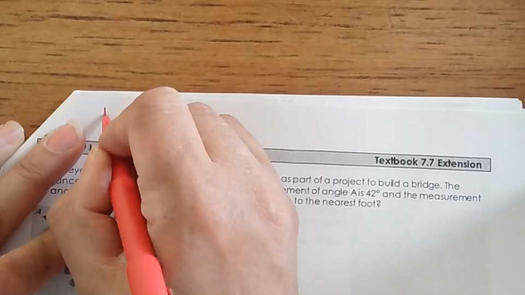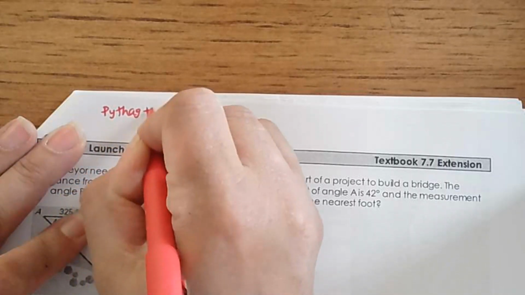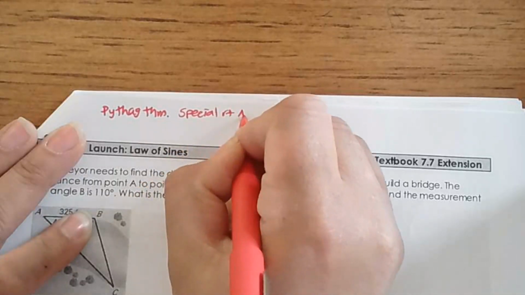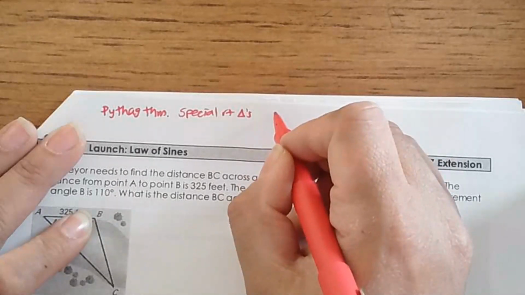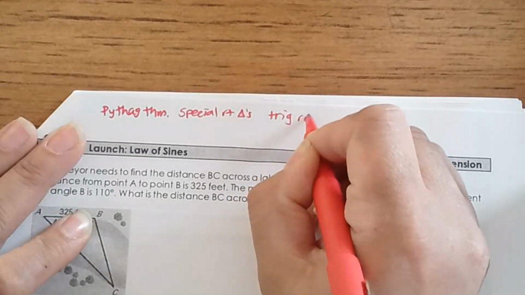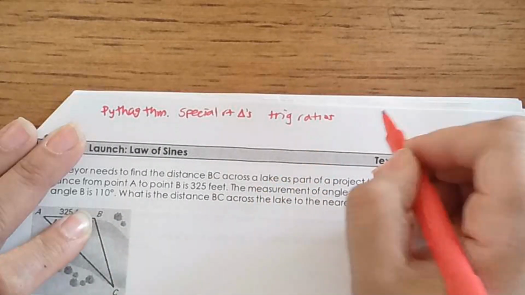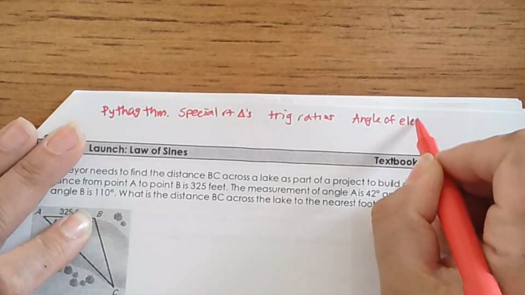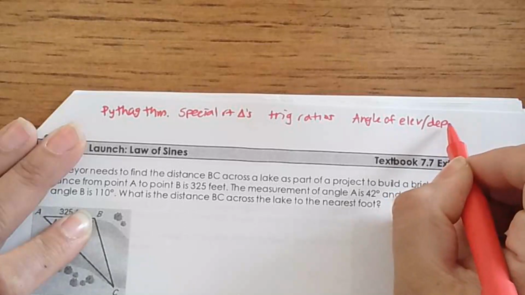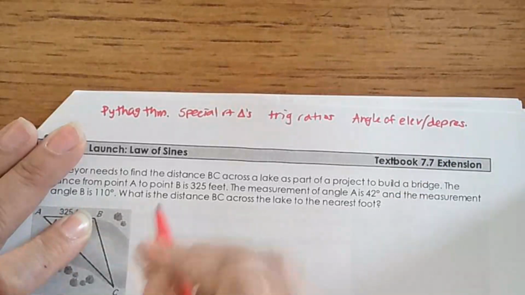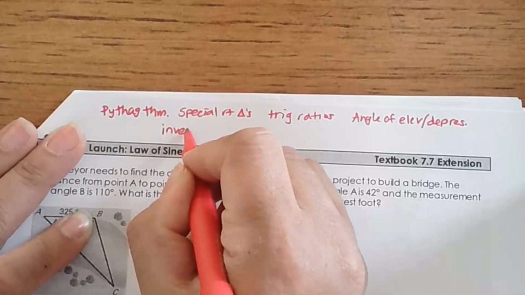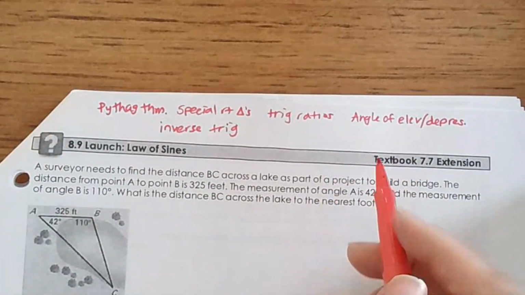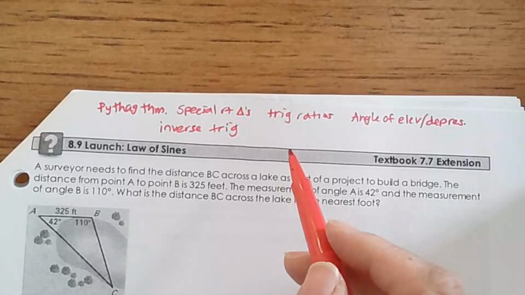Pythagorean theorem. We have special right triangles, and then we have sine, cosine, tangent. That's called trig ratios. And then we did angle of elevation and depression, which kind of is the same thing as trig ratios. It's just in context. And then finally, we got to inverse trig right towards the end, right before break. And we had that quiz over both angle of elevation, depression, and inverse trig. So this is kind of everything you already know.